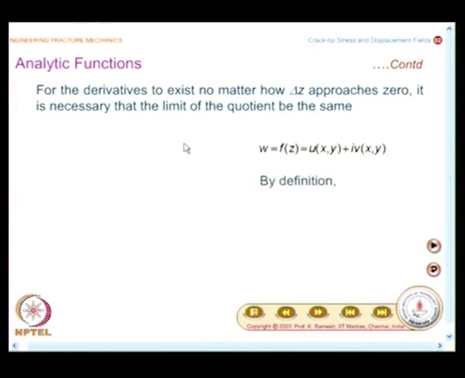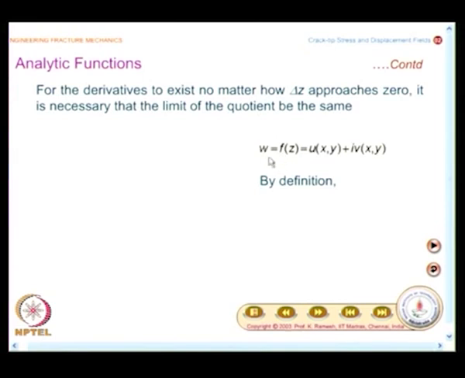So, what you will have to keep in mind is, for the derivatives to exist, no matter how delta z approaches 0, it is necessary that the limit of the quotient be the same. So, that has to be ensured.